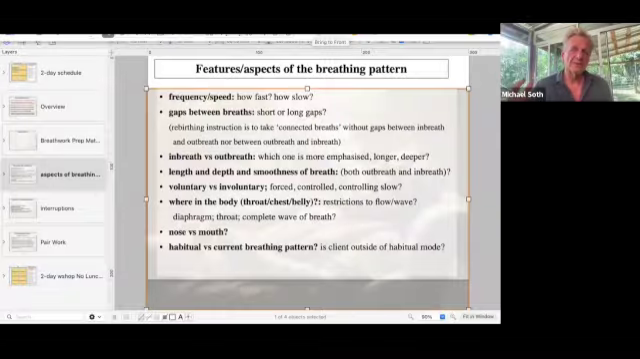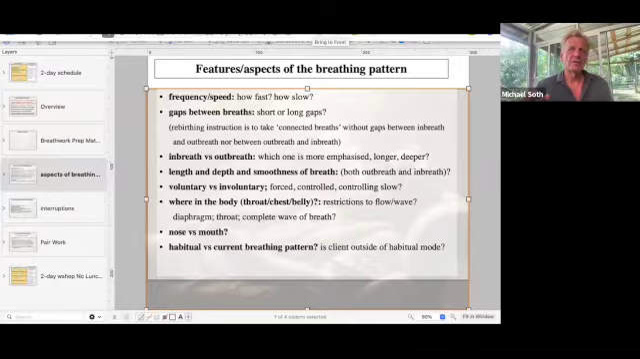Should they make the breathing faster? Should they make the in-breath faster? Should they have the gap or not have a gap? Should they emphasize the in-breath or the out-breath? Or are they pushing the in-breath too much or not enough? Are they foreclosing the out-breath? Are they shortening the out-breath? Are they pushing the out-breath too much?